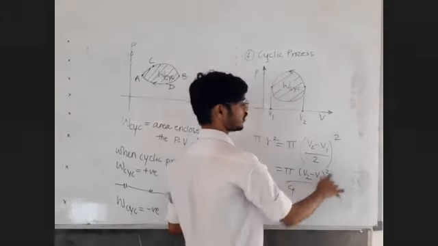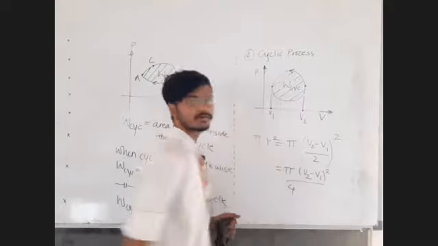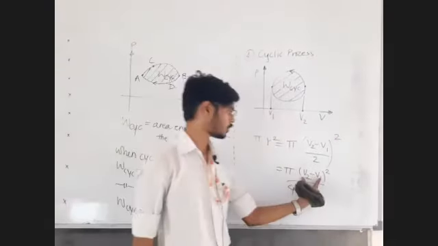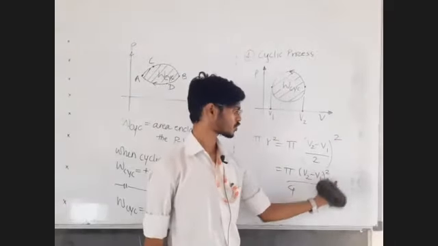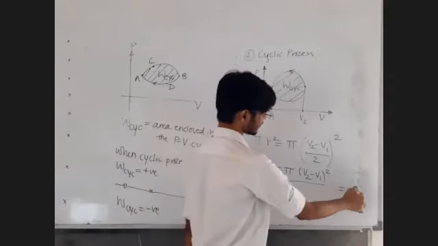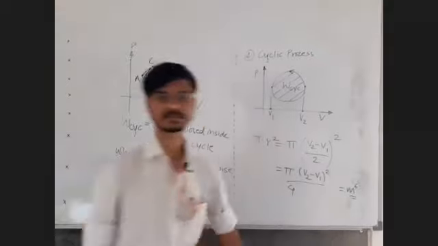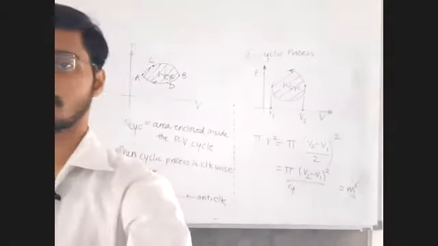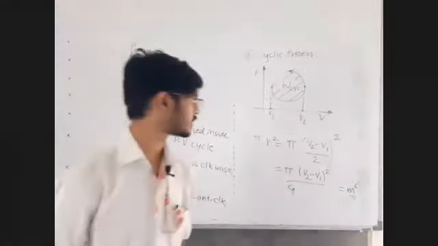Now volume square, what is the unit of volume? Sir, the unit of volume is meter cube. Meter cube squared is meter raised to 6. So we got meter raised to 6 as the unit of work done.